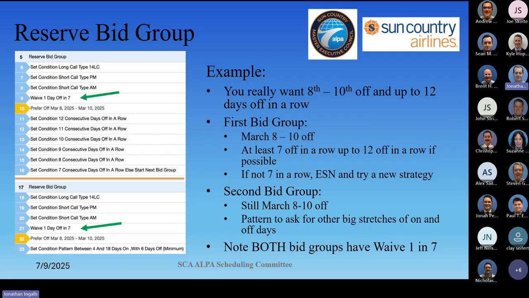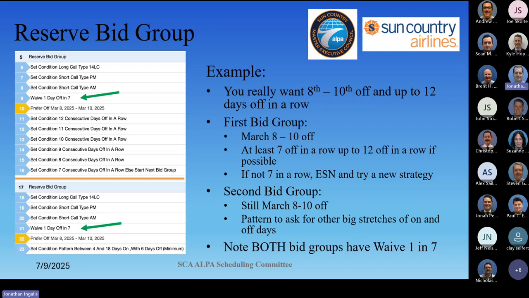The second bid group, we're going to try something different. I still want to say I need long call. I still want PM, still want AM. Critically, I need to waive 1 off in 7 in this bid group to accomplish something. That's what I'm trying to do here. And I'm still trying to prefer off March 8 to 10th. But now I'm using what's called the pattern bid of saying I want anywhere between 4 to 18 days off in a row on reserve, but I want at least 6 days off between all my reserve blocks.